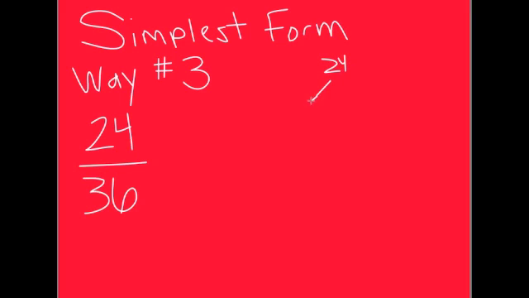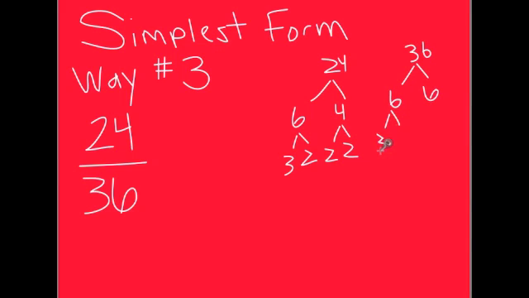So for 24, I know it breaks down to being 6 times 4. And then I know that I can break 6 up into 3 times 2. And I know I can break up 4 into being 2 times 2. For 36, I get 6 times 6. And I know I can break down the 6's as being 3 times 2 and 3 times 2. Now I'm going to write those as being equivalent. So I'm going to say 24 equals 3 times 2 times 2 times 2. And 36 equals 3 times 2 times 3 times 2.